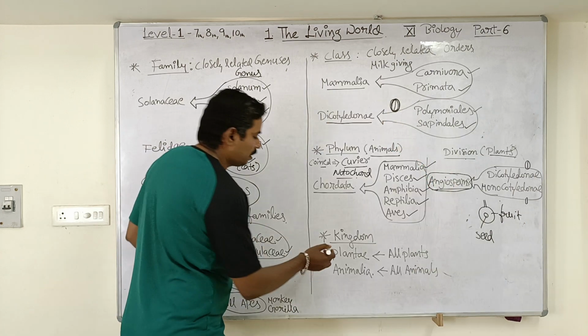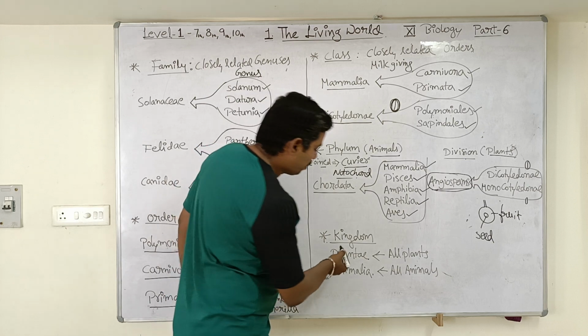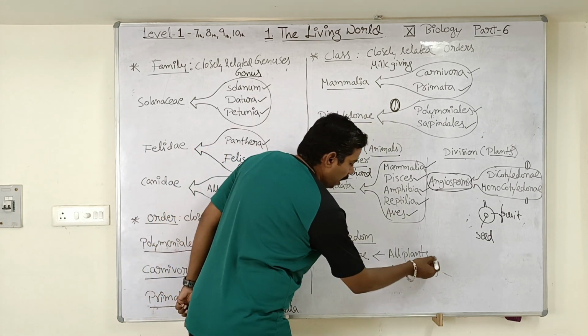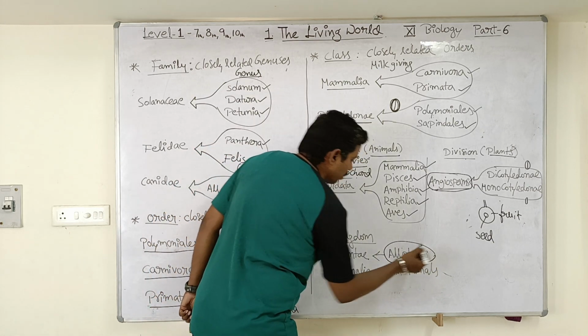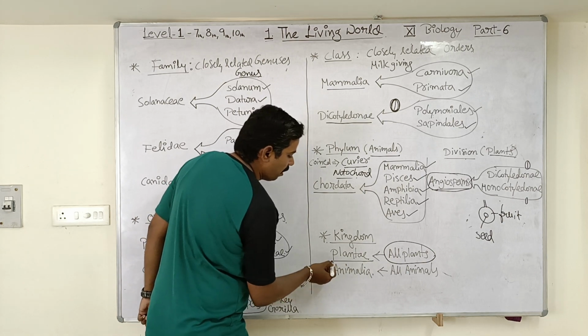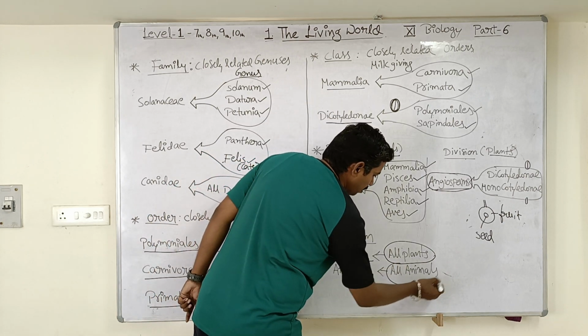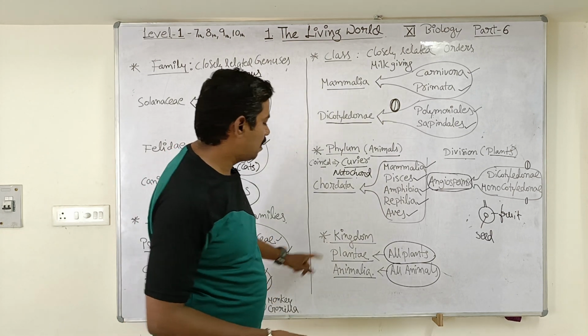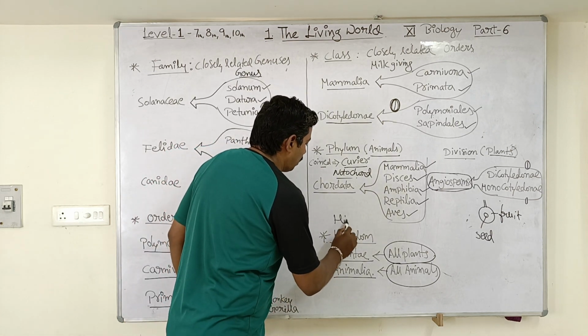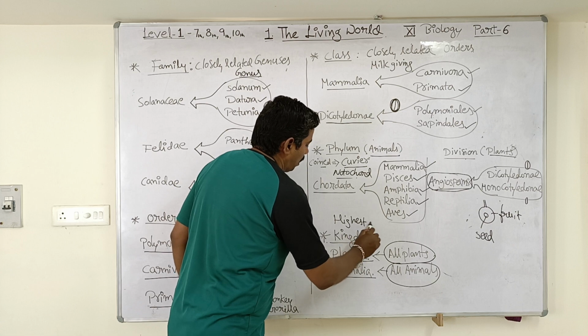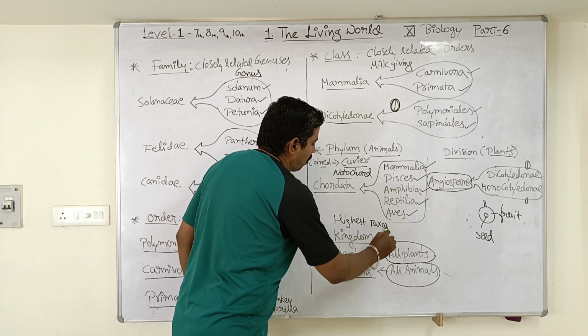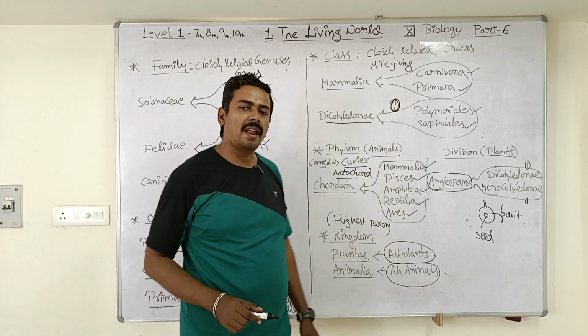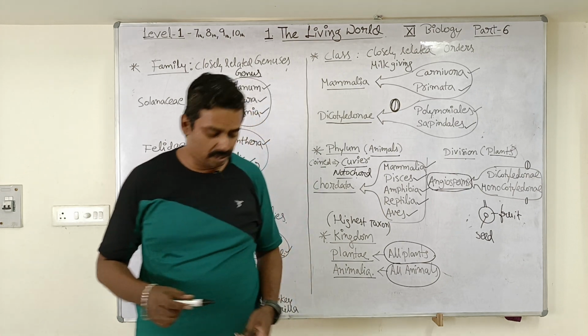Understood, students? This is kingdom, the highest taxon. All the plants are included under kingdom Plantae, and all the animals are included under kingdom Animalia. So kingdom is the highest taxon in the taxonomic hierarchy. Now copy down, students.